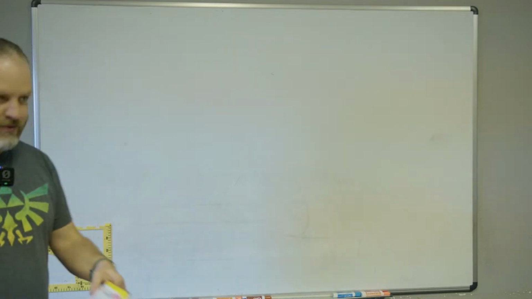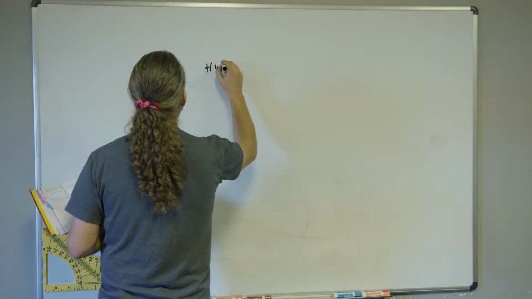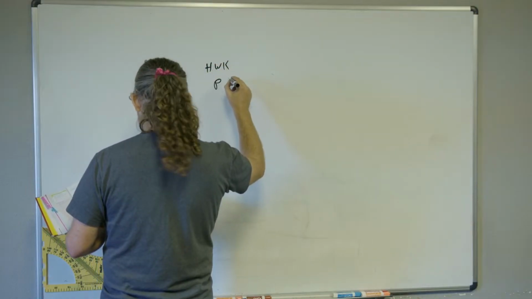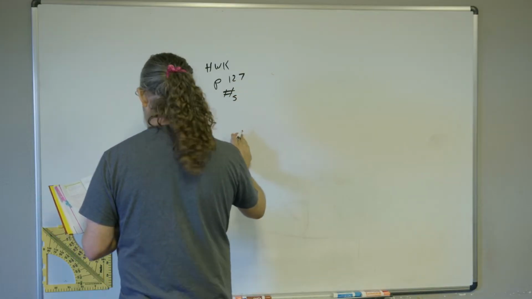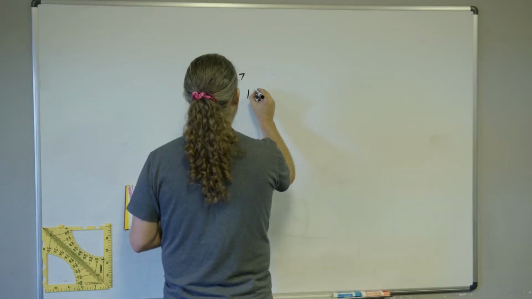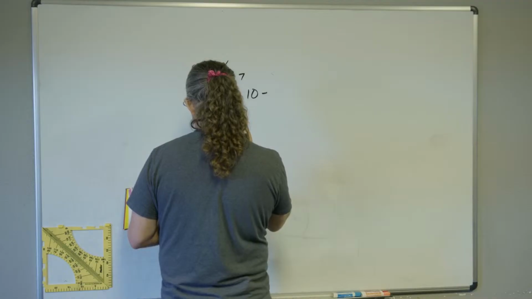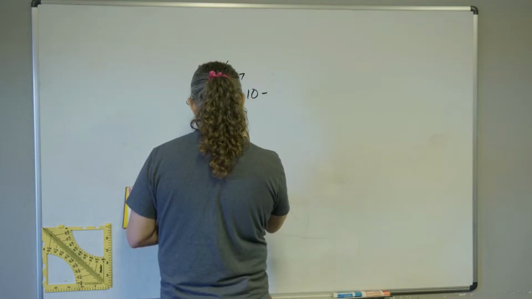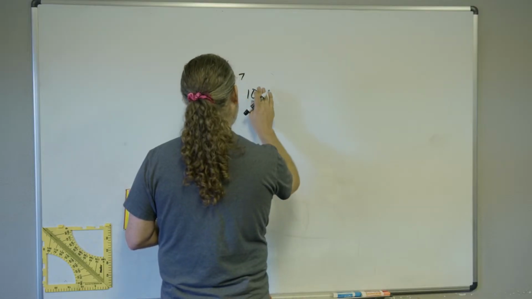Page 127. Numbers 10 through. What? That's crazy. Actually, it might be close.